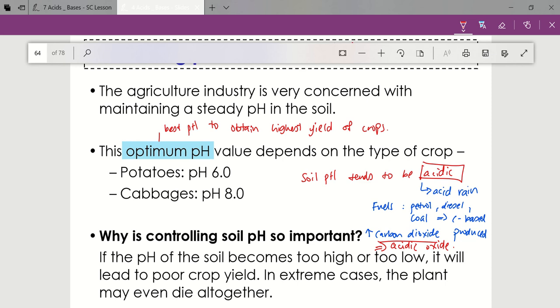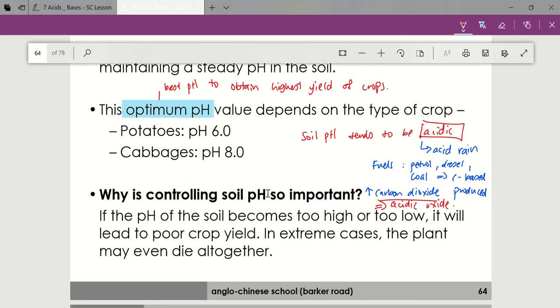So a prolonged exposure to acid rain will cause the soil to have a low pH, to have an acidic pH. All right. So generally, what farmers would want to do is increase the pH to the optimal pH of their crop. For example, potatoes have a pH of 6, cabbages have a pH of 8.